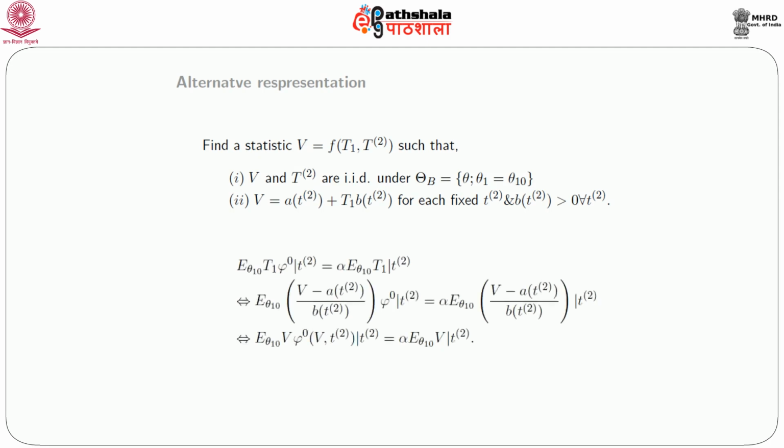Therefore, the expectation of T1 ψ0 given T2 equals α times the expectation of T1 given T2. This implies the expectation of (V − a)/b times ψ0 given T2 equals α times the expectation of (V − a)/b given T2, and this is equivalent to the expectation of V ψ0 given T2 equals α times the expectation of V given T2.